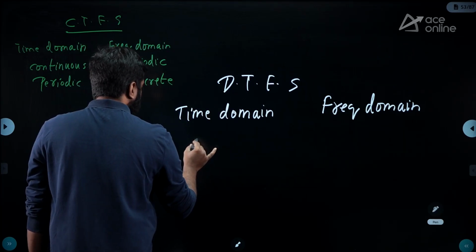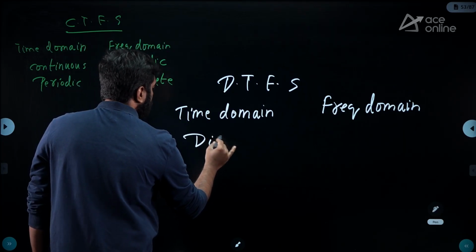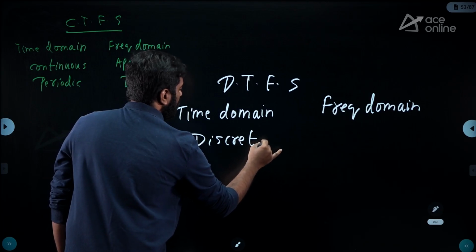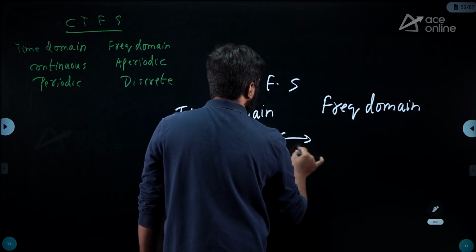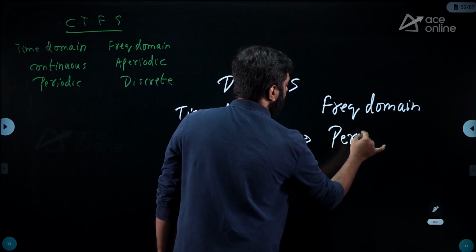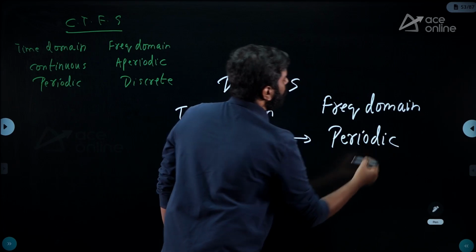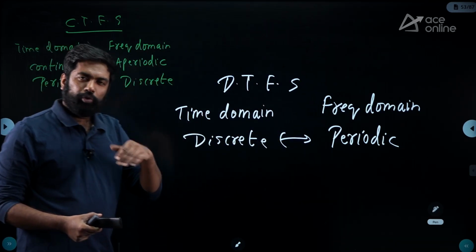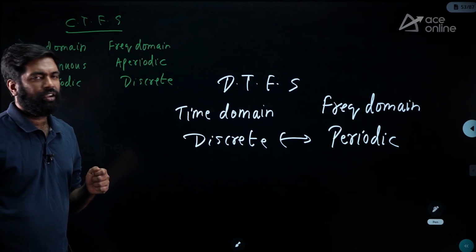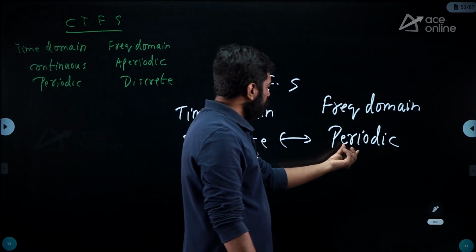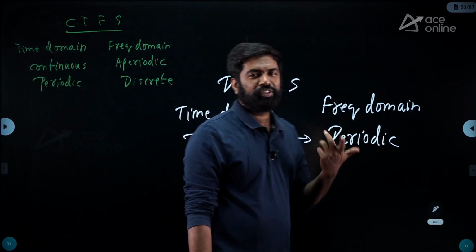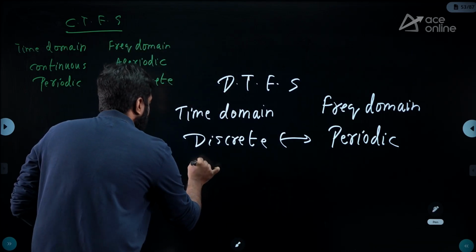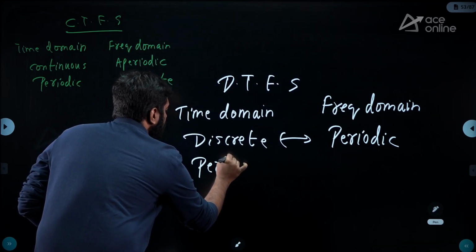So in DTFS, in the time domain, it is discrete. Discrete in one domain leads to periodic nature, meaning you will also have Fourier series coefficients there, but the Fourier series coefficients show the periodic nature. This is really interesting.